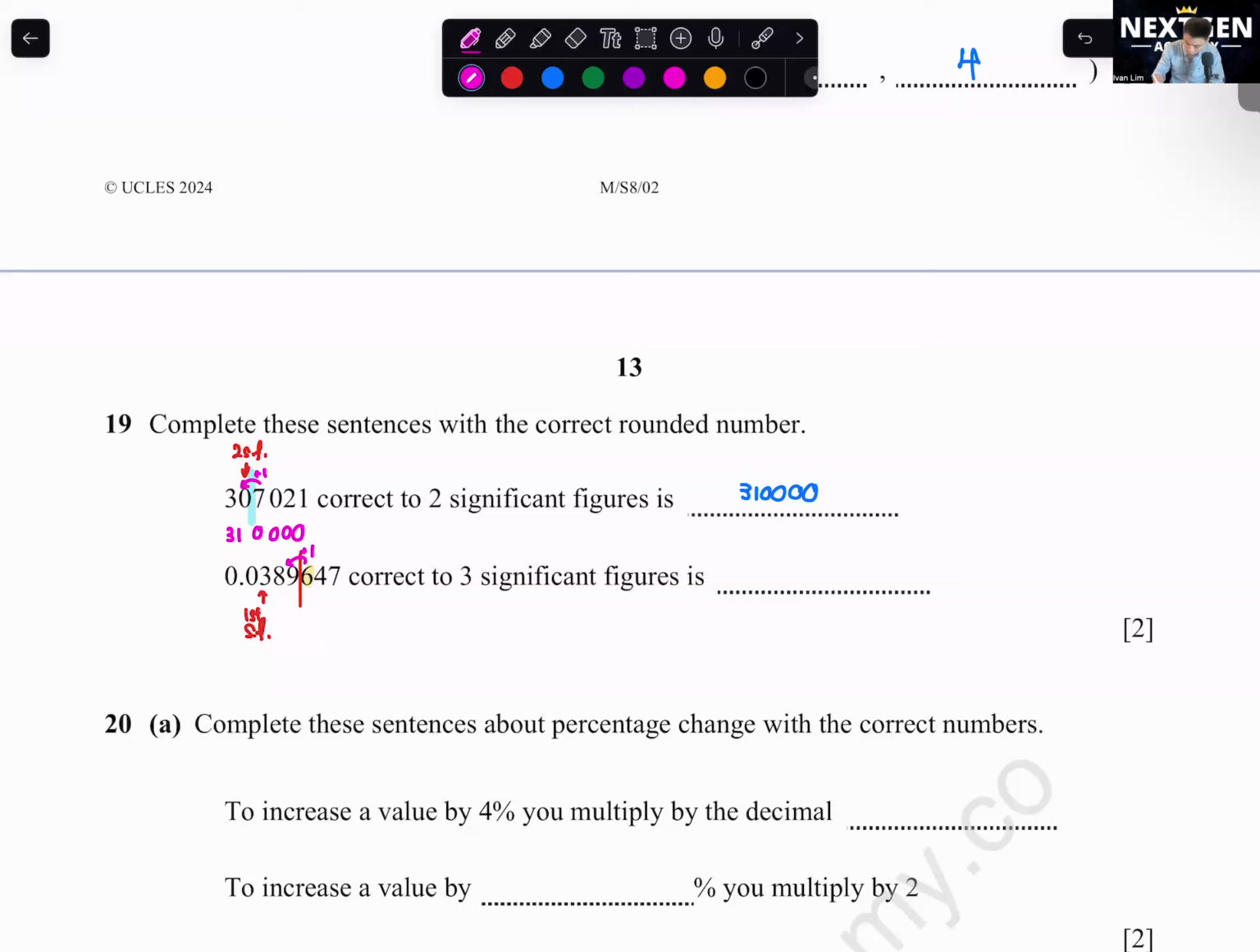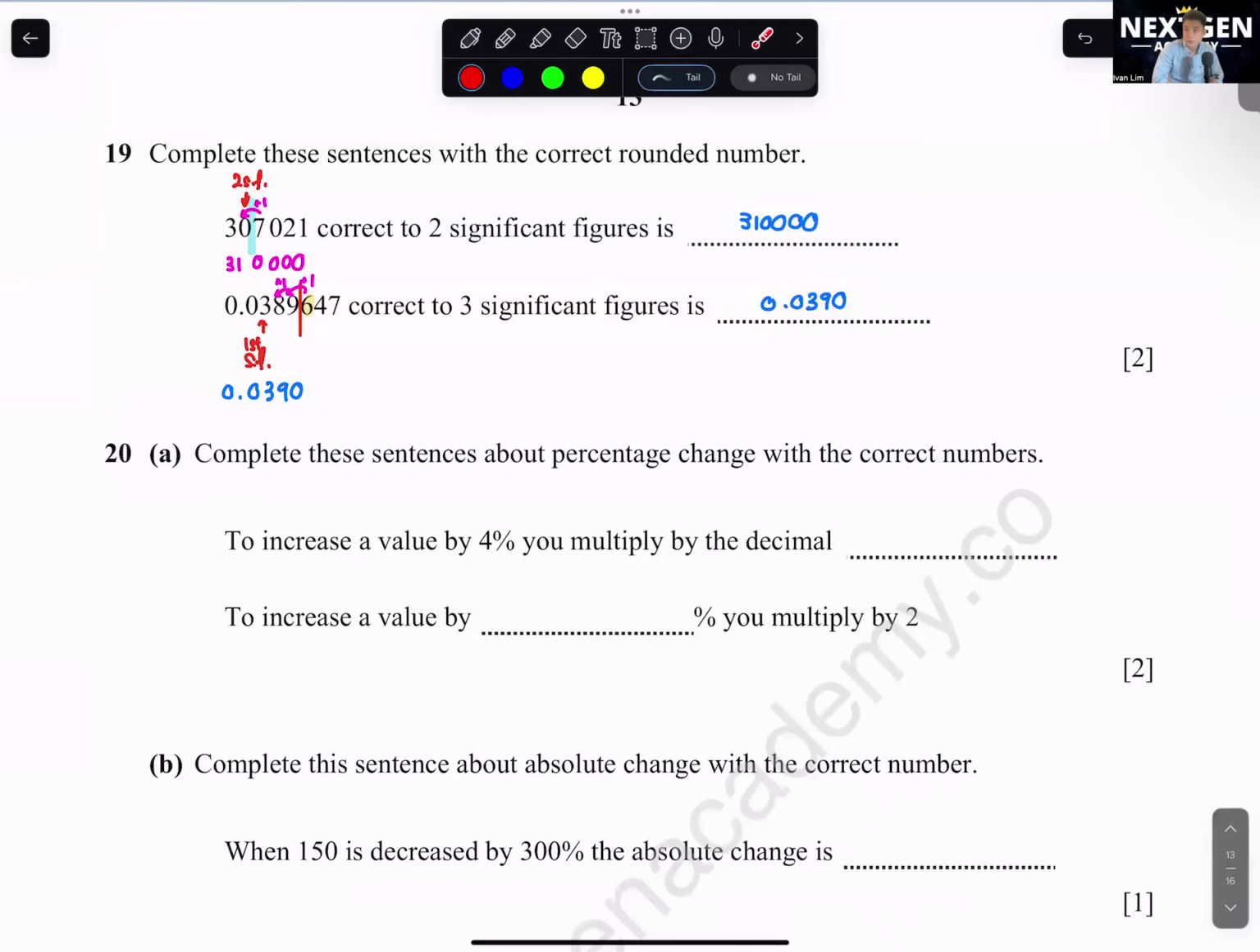But here plus 1 will become 0. So if it's 0, then you have to add 1 also to the previous one. So what will be the final answer? This will be 0.0390. You have to write the last 0, otherwise it will only be two significant figures. The 0 after a non-zero digit is considered as a significant figure. So go and recap on this. All these are the earlier chapters of your year 7. Question 19.